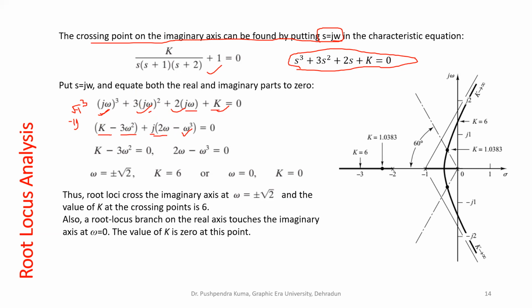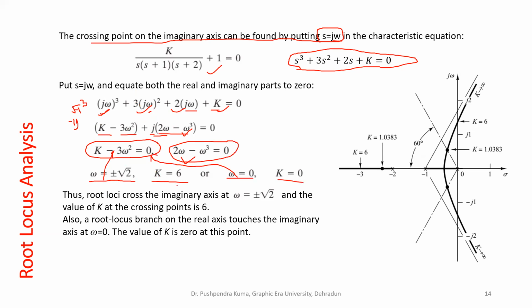So we separate the real and imaginary parts. We put the real part equal to 0 and the imaginary part equal to 0, and by solving this you can get the omega value. Simply, omega will be plus or minus root 2, or omega will be 0. When you put omega equal to plus or minus root 2 here, you get the k value equal to 6, and when you put omega equal to 0 here, you get the k value equal to 0.